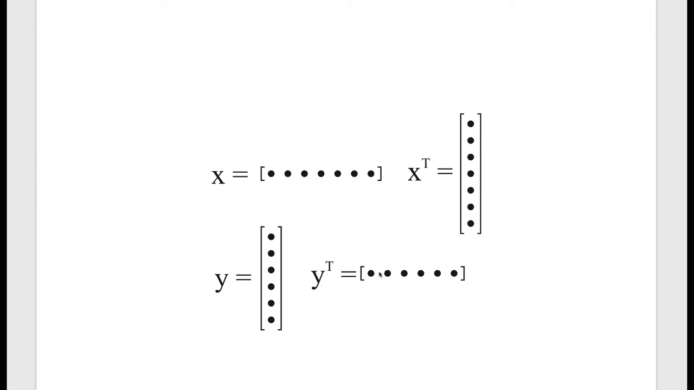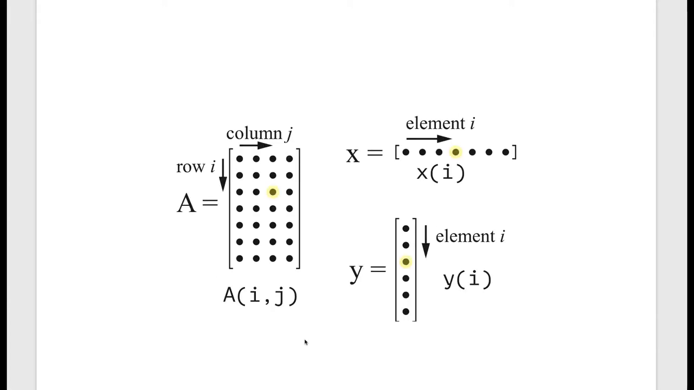Similarly, we can apply transposes to vectors. So if X is a row vector, X transpose is a column vector. If Y is a column vector, Y transpose is a row vector. Matrices and vectors are collections of values, and to refer to individual values, we use row and column indexes.